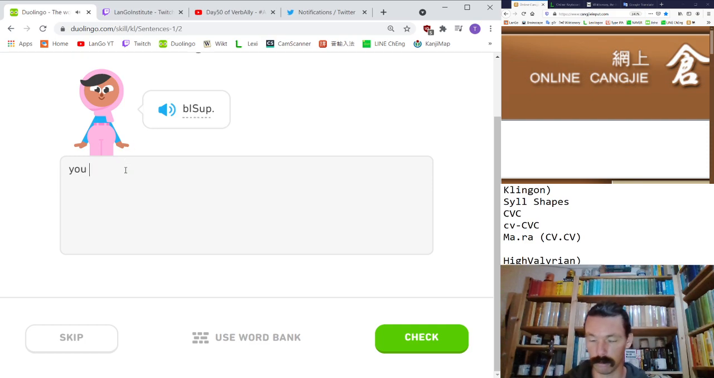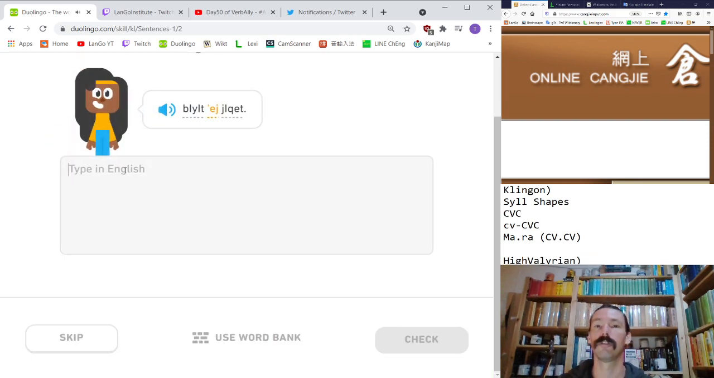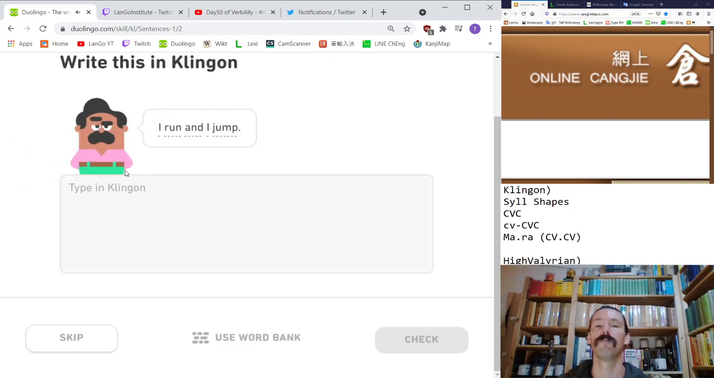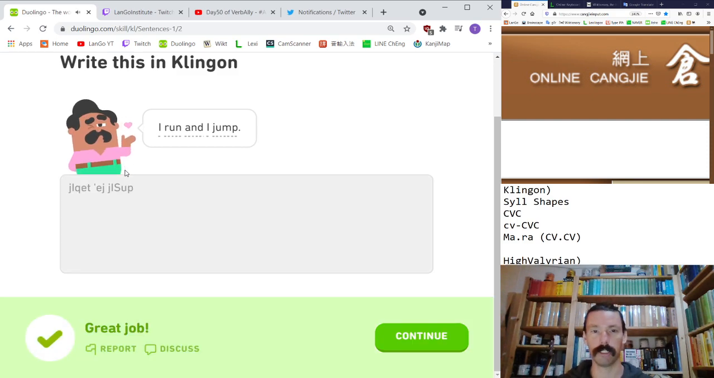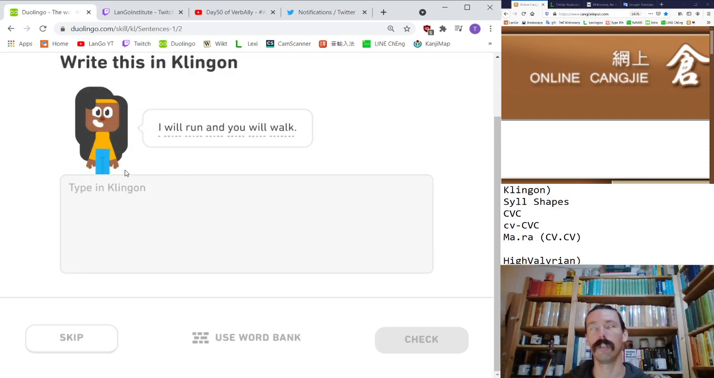Bishup. Bilet, jiket. Bilet, you walk. Edge and jiket, I run. I run and I jump. I do it is J, capital I. Jit, jiket, edge, and I jump. Intransitive is going to be J, and the jumping root is shup. Jiket, edge, jishup. I will run and you will walk.